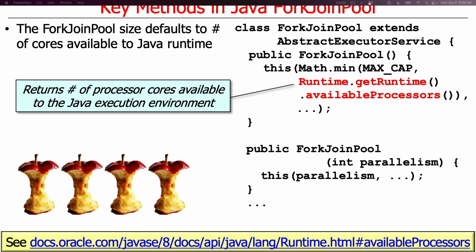ForkJoinPool takes no parameters. By default, it will set the number of threads in this ForkJoinPool to be the number of cores that the Java runtime is aware of. There's a method called Runtime.getRuntime().availableProcessors(), which is funny because it's left over from the days when we didn't have multi-core systems, but we had multi-processor systems. But they've kind of hijacked that to also mean how many cores there are. So that'll return to you the number of cores. And that's what you get by default.